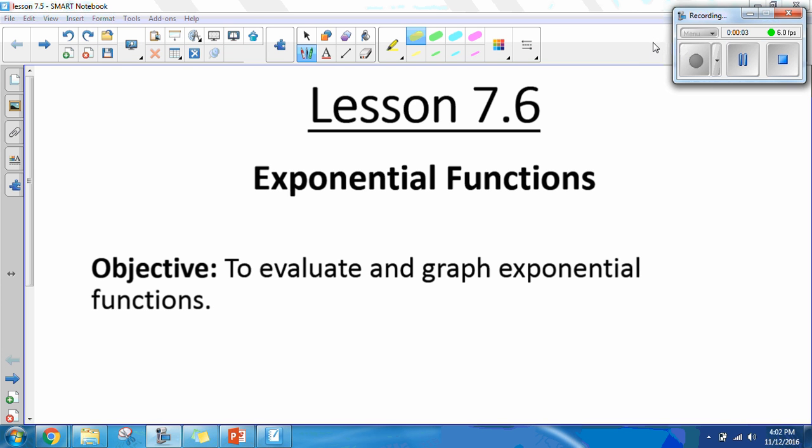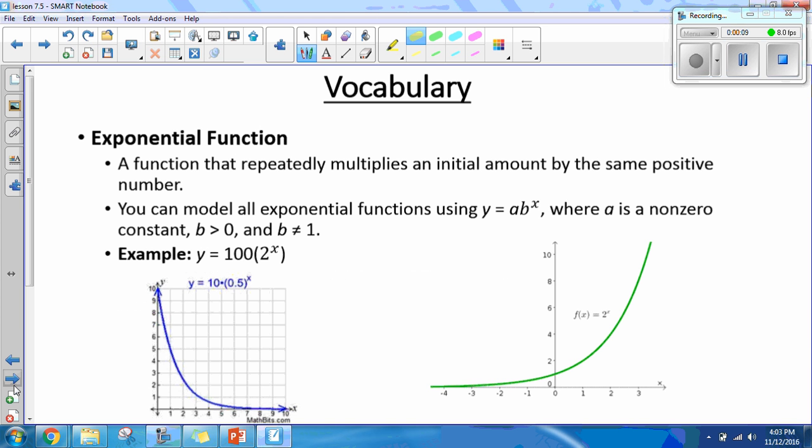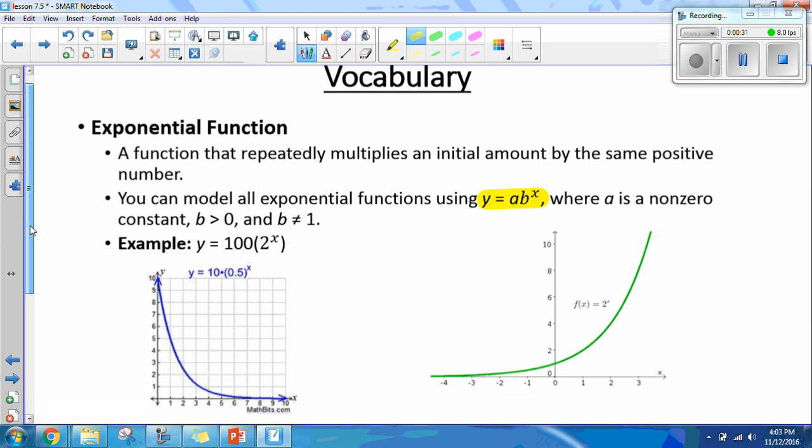Lesson 7.6, Exponential Functions: evaluate and graph exponential functions. An exponential function is a function that repeatedly multiplies an initial amount by the same positive number. You can model all exponential functions using y equals a times b to the x power, where a is a non-zero constant, b is greater than 0, and b does not equal 1. An example would be y equals 100 times the quantity 2 to the x power.